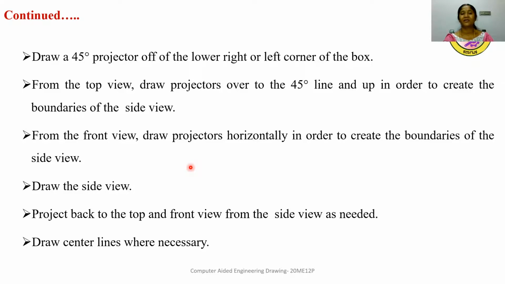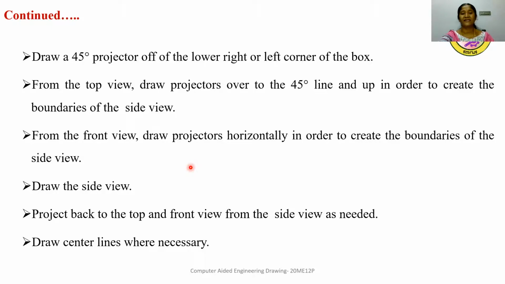Then the next step is to draw the projectors from the front view to the top view and complete the top view, because the top view and the front view share the same width dimension. And then you draw the projectors from the top view to the side view, and also the projectors from the front view to the side view, because the side view and the front view share the same height dimension. After drawing all three views, show all the hidden lines in the front view, the side view, as well as the top view, and finally draw the center lines wherever necessary.